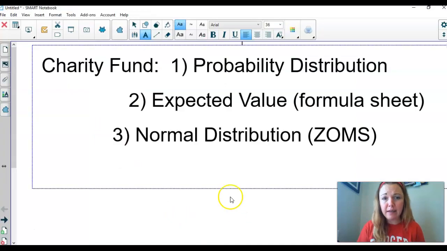And then number 3, the normal distribution, that's where you're going to take z-scores. Okay, so you're going to find a z-score. You're going to go to your formula sheet, and then you're going to comment based on that probability, that p-value that you find.